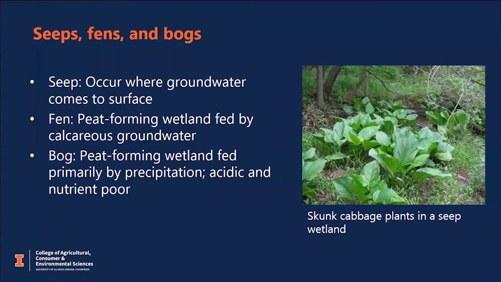Bogs, in contrast, are peat forming wetlands that are fed primarily by precipitation. And rain and snow is very, very nutrient poor. And so these bogs tend to be nutrient poor as well. The typical plant species of a bog is sphagnum moss. And that sphagnum moss, as it decays, releases organic acids. And so bogs tend to be very acidic and nutrient poor environments, with a lot of peat formation due to the saturated conditions and the slow decomposition. Both fens and bogs support some very unique and rare plant species, as well as insect species that are dependent on those plants.